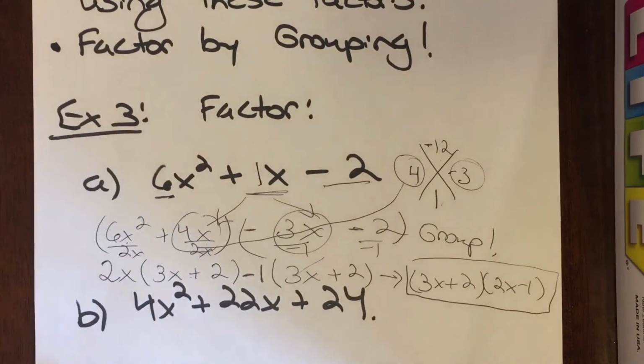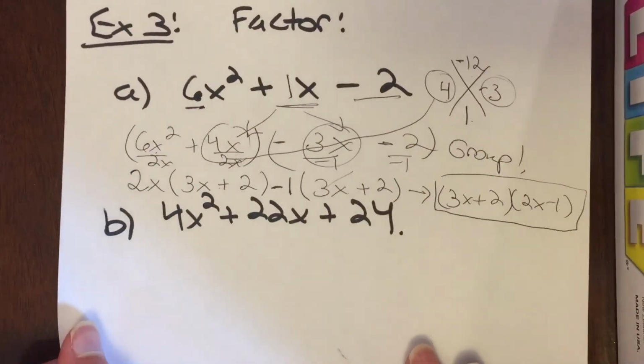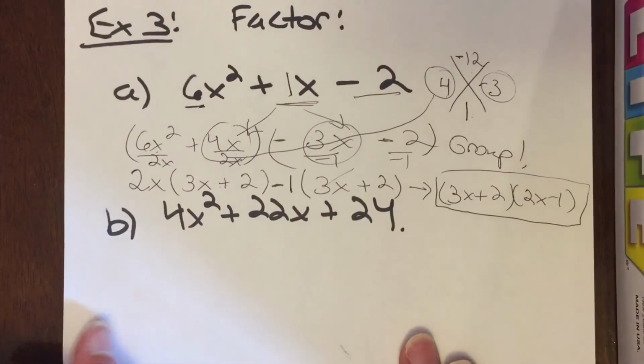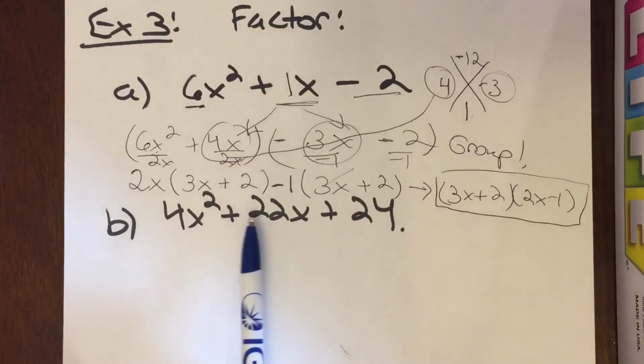So, we're going to do one more example here. Another one where the a is not 1. So we're going to look at 4x squared plus 22x plus 24. Remember, the first thing we want to do is look for a GCF. So here I've got 4, 22, and 24.